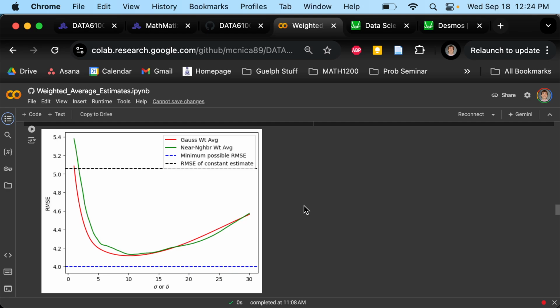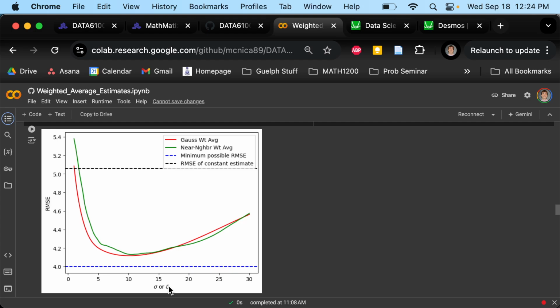Ignore the red curve for now. We were working on the green curve, which is the nearby neighbor weighted average, counting everybody within the window. That was our delta value on the x-axis, and the RMSE is on the y-axis. You can see it's exactly doing this U-shape, where if delta is too small, you have a lot of error. If delta is too big, you have a lot of error. But if delta is just right, you have the minimum possible error.